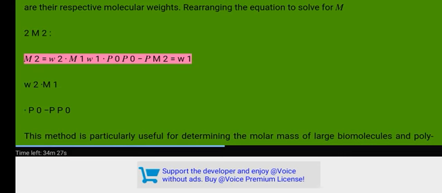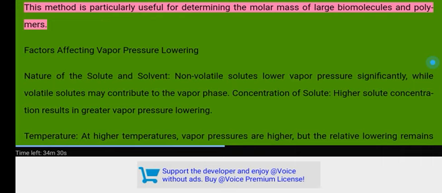M2 = (W2 · M1 · P0)/(W1 · (P0 − P)). This method is particularly useful for determining the molar mass of large biomolecules and polymers.